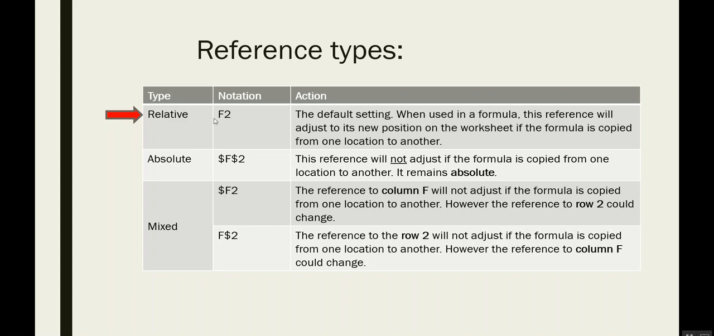A relative cell reference has no special notation. For instance, here is an example. A reference to cell F2 has no other keystrokes. And if you put this into a formula and then you copied your formula from one location to another, maybe you copy down a column or you copy across a row, that F2 will change relative to its new position on the worksheet when you copy it.